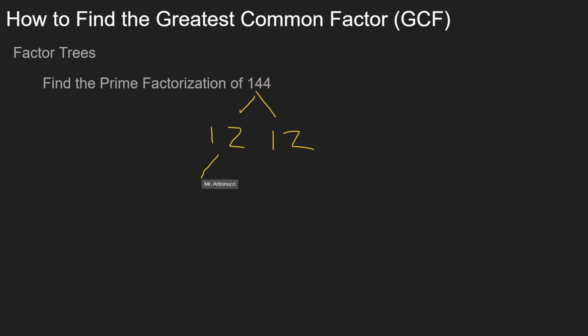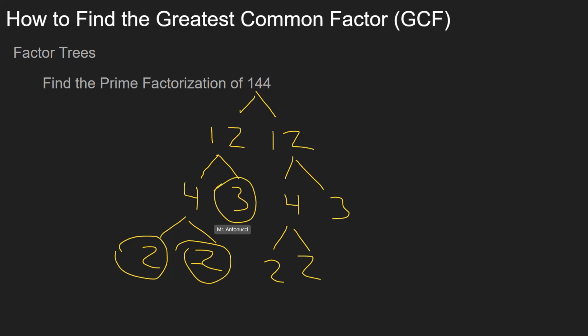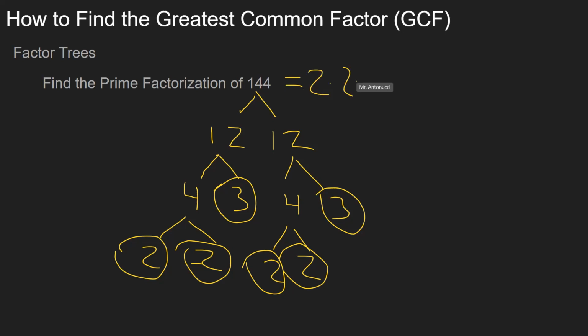Then you break the 12s down if you can. 12 is 4 times 3, and then 4 times 3. 4 is 2 times 2. 3 is prime. And this 4 is 2 times 2. So when you get to the end of the branch, you should have a prime number: 2, 2, 3, 2, 2, 3. So the prime factorization of 144 is 2 times 2 times 2 times 2 times 3 times 3. If you put all that multiplication problem into a calculator, you will get 144.